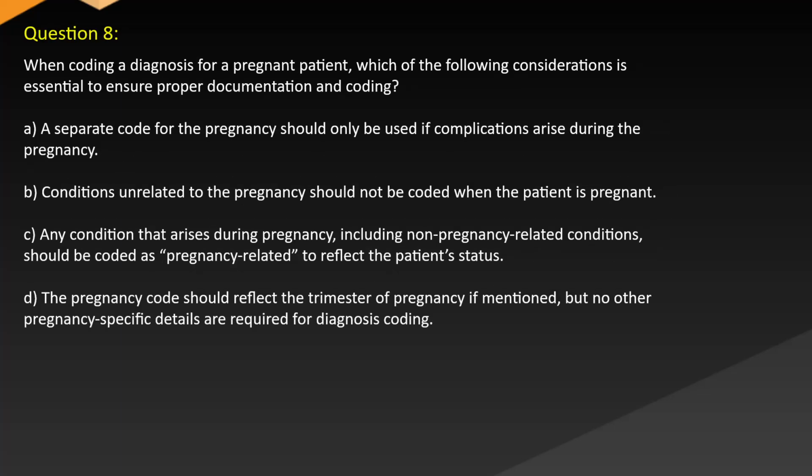When coding a diagnosis for a pregnant patient, which of the following considerations is essential to ensure proper documentation and coding? A. A separate code for the pregnancy should only be used if complications arise during the pregnancy. B. Conditions unrelated to the pregnancy should not be coded when the patient is pregnant. C. Any condition that arises during pregnancy, including non-pregnancy related conditions, should be coded as pregnancy related to reflect the patient's status. D. The pregnancy code should reflect the trimester of pregnancy if mentioned, but no pregnancy-specific details are required for diagnosis coding.